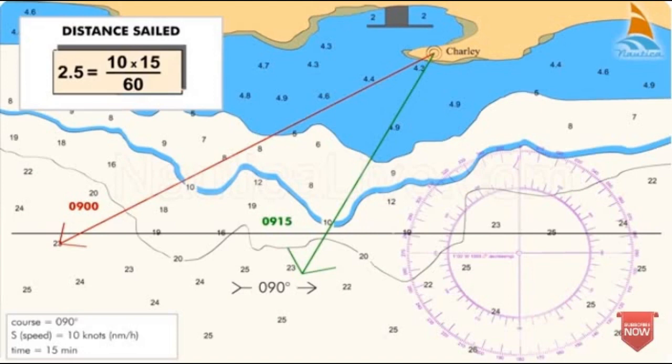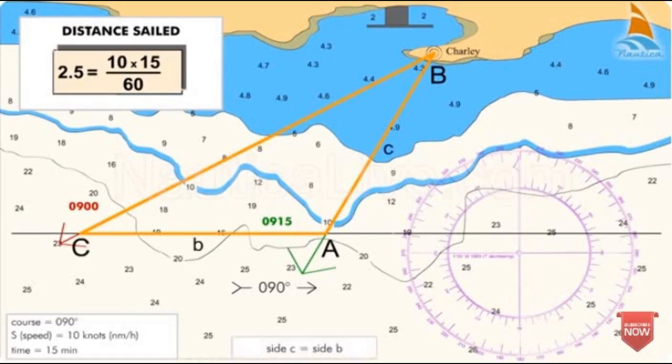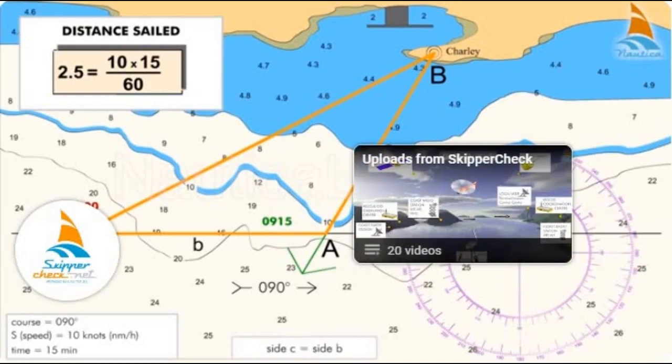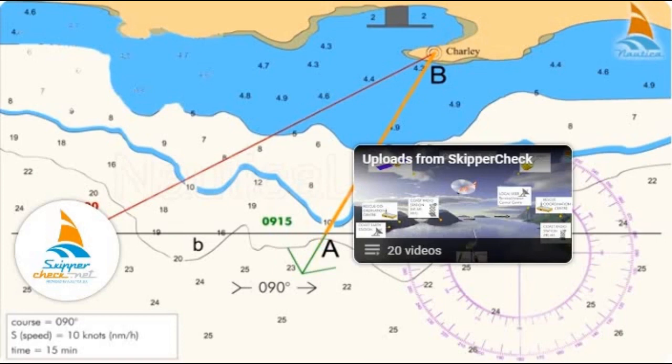As we can see, the two bearings and the course form an isosceles triangle, ABC, where sides C and B are equal. That means that the distance from the Charlie radio tower, when we took the second bearing at 09:15, was 2.5 nautical miles. Using this method, we have a bearing and a distance using only one object.